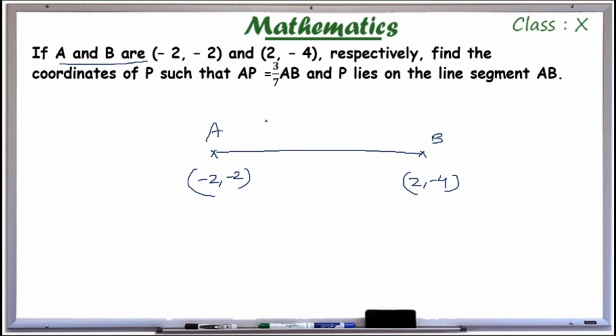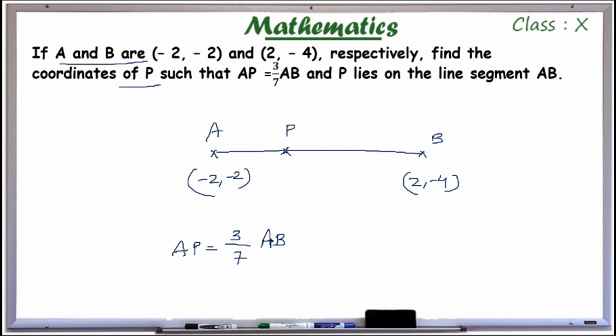Find the coordinate of P. So we have a point P on this line and the relation between AP and AB is given. AP is equal to 3 by 7 AB. So first of all I have to find the ratio, because we have to find the coordinates of P.